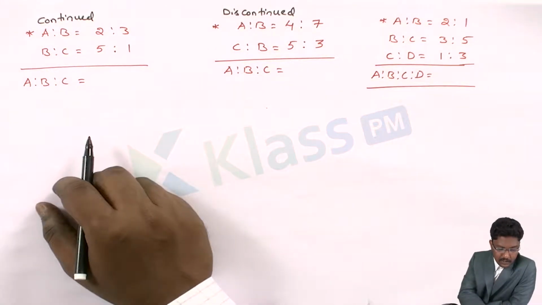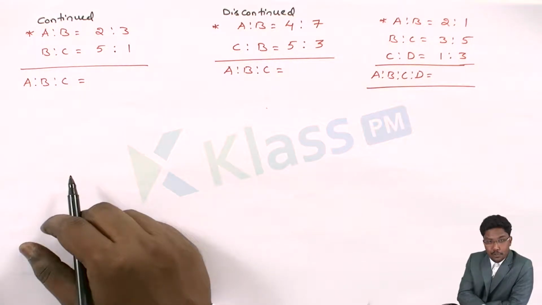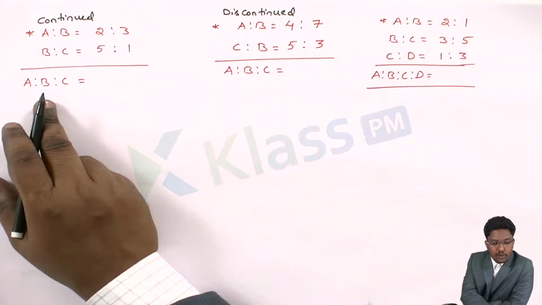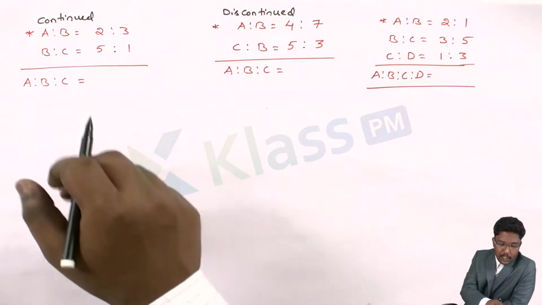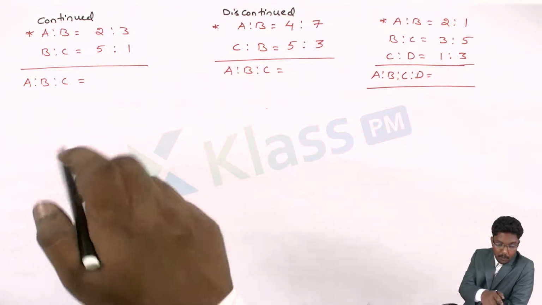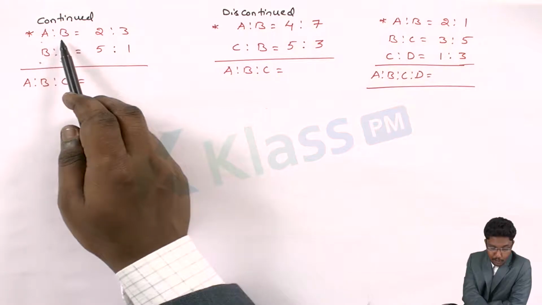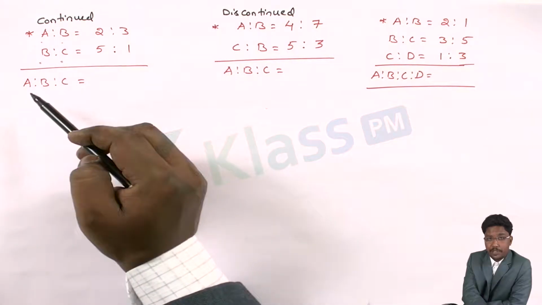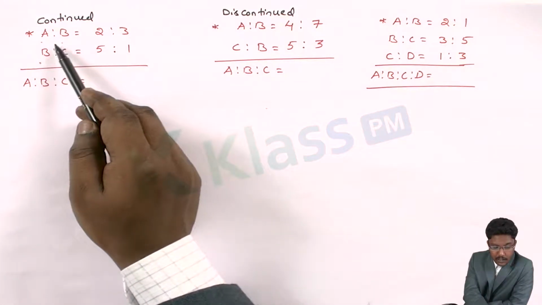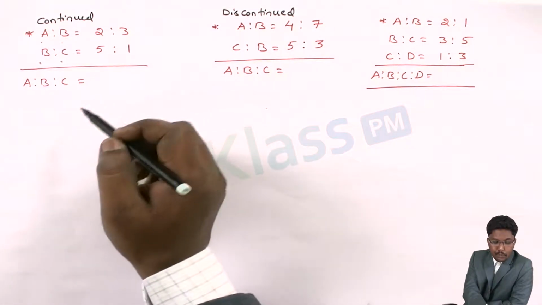Now consider this. A is to B is equal to 2 is to 3. B is to C equal to 5 is to 1. So we want to find A is to B is to C. It is a continued one. How can you say it is a continued one? Because A is to B, and the next one is B is to C, continuing from the last term of the previous ratio. We are finding A is to B is to C.